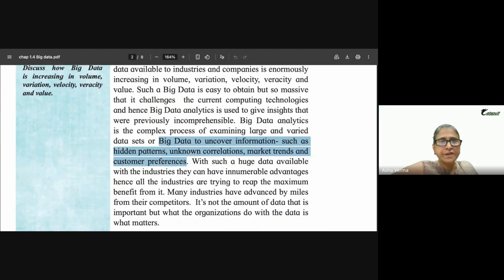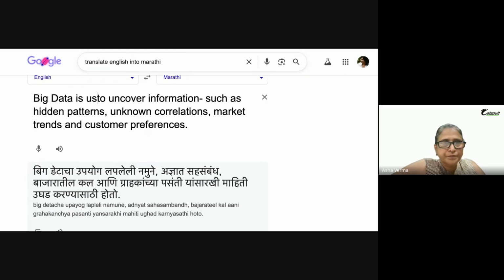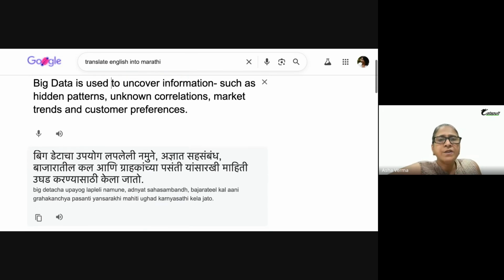Okay, here we go. Big data is used to uncover information such as hidden patterns, unknown correlations, market trends, and customer preferences.